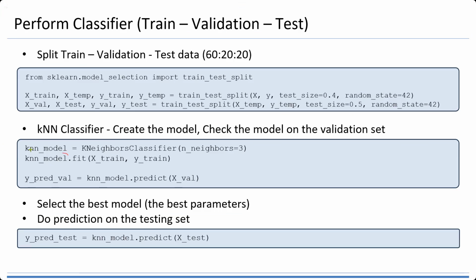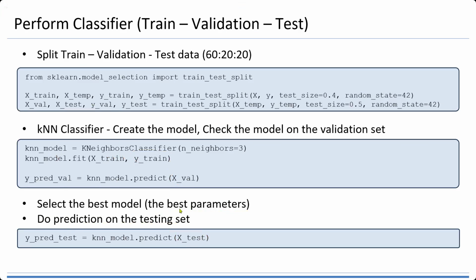So you can create the model using the training data. After you create the model on the training data, now let's do the prediction on the validation set. When we do the prediction on the validation set, we can get the value and check it on the validation data. Later, after you get the best parameter, do the prediction on the testing set. So this is the prediction on the testing set.